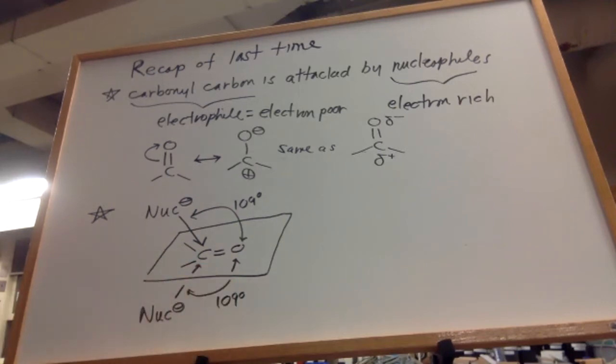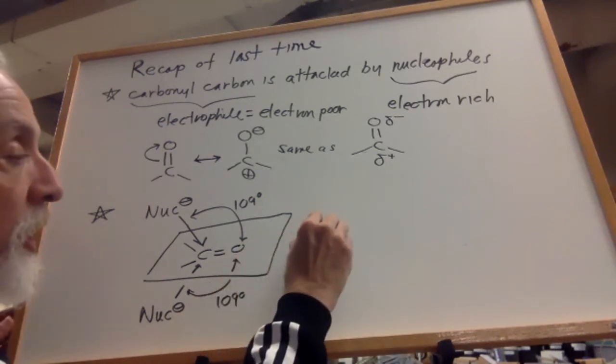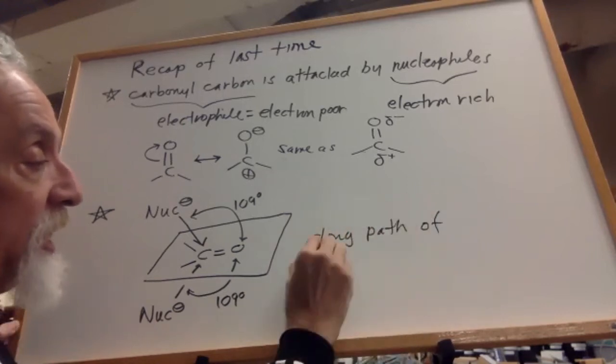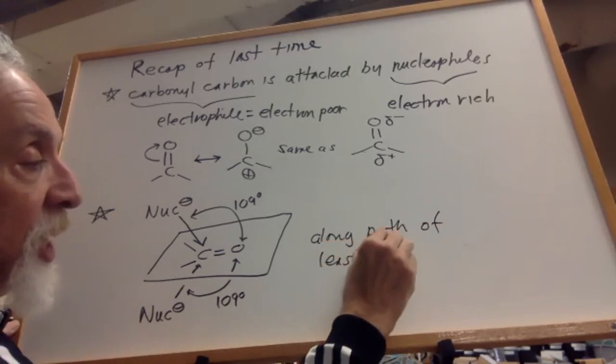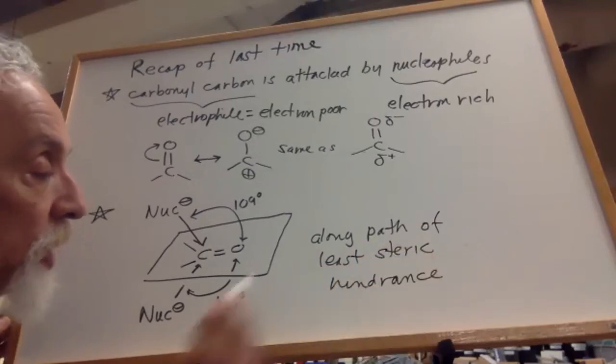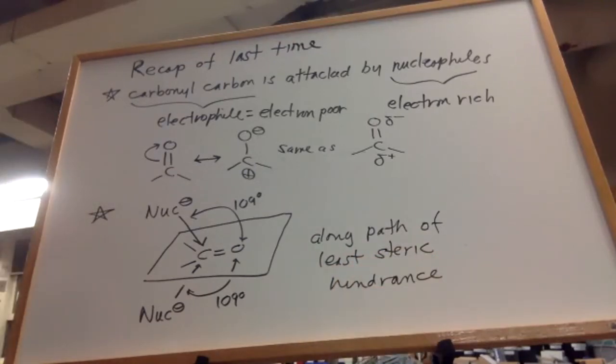And furthermore, we said that the nucleophile follows the path of least steric resistance. If there's a big bulky group in the way, it's going to come in from the direction opposite that big bulky group, along the path of least steric hindrance. Okay, and at the last lecture, we went through several examples that illustrate this behavior.